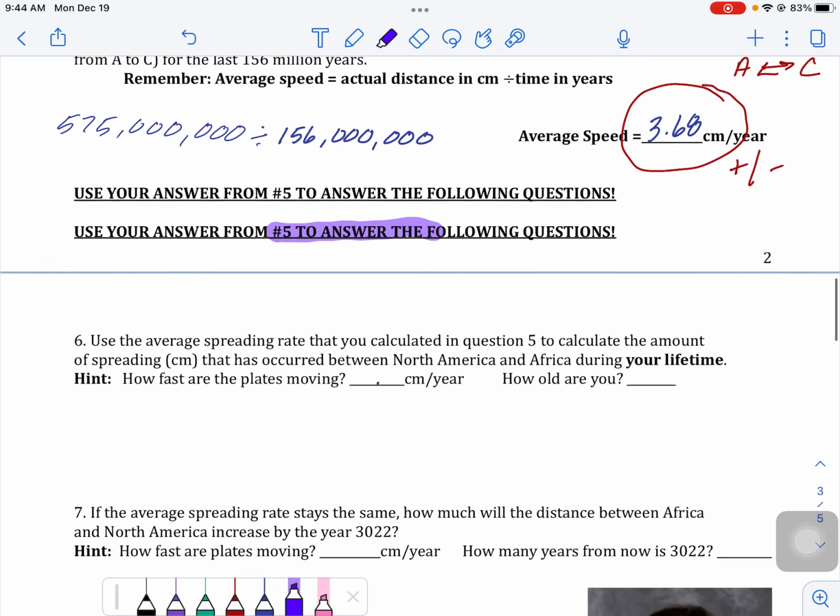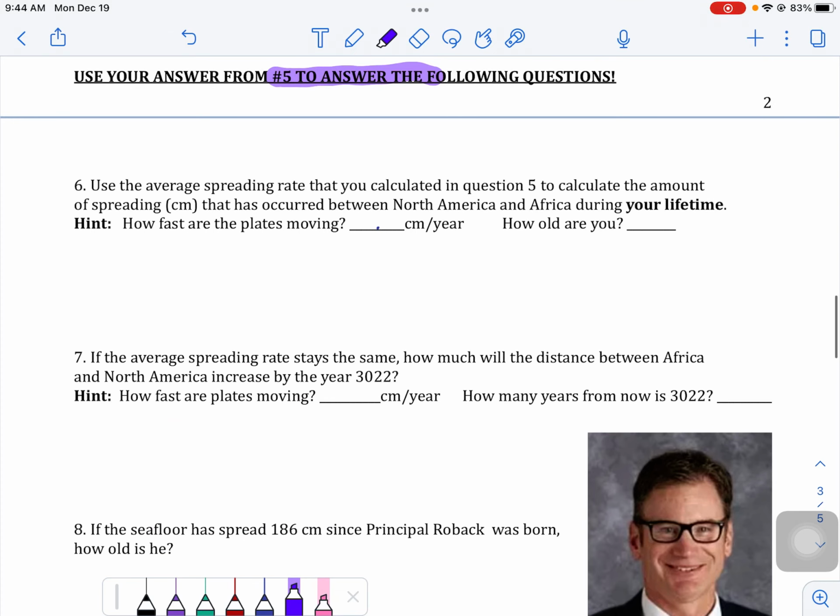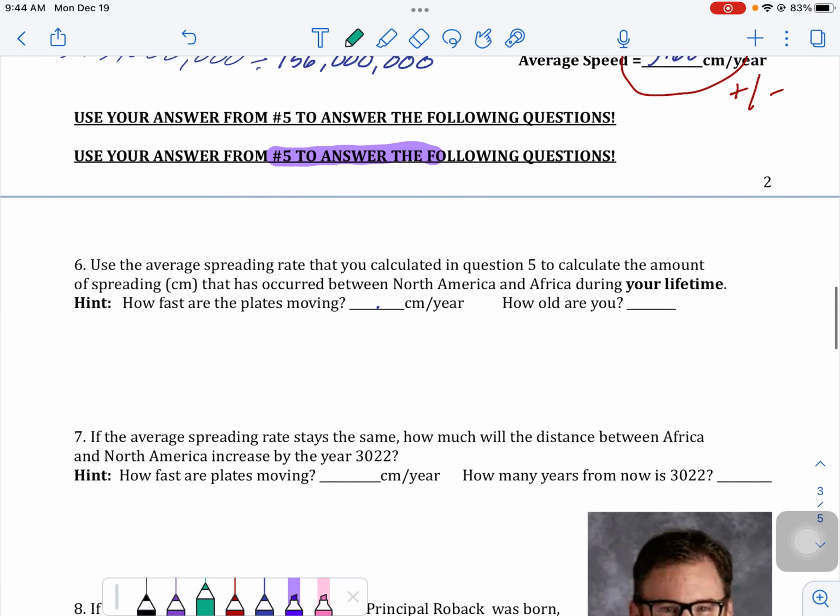So we're going to use number 5 for the rest of this information. So we're keeping that same number. So again, whatever you had up top, mine was 3.68. So we're using that as we go. So this one here says, using the average spreading rate you calculated in 5, got it, to figure out how much spreading has occurred in your lifetime.